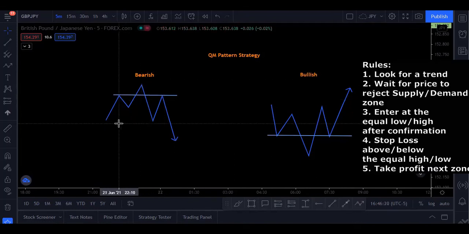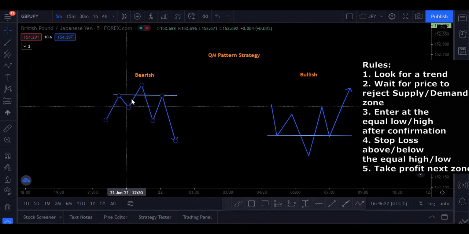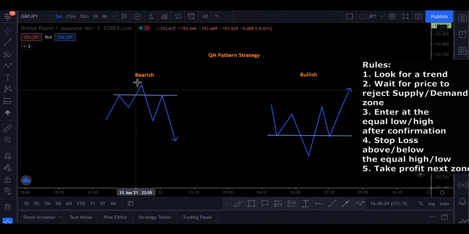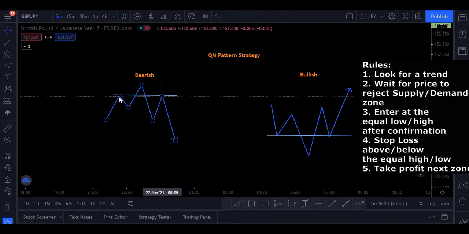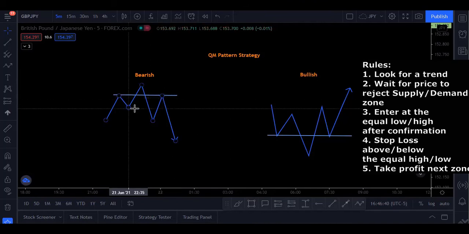pattern looking like this. You're going to have this high, then you're going to have a manipulation or a higher high. It's going to be taking out breakout traders, etc. Then it's going to reverse, and then it's going to make an equal high to the previous one. And then you can take your trade here or at the breakout of the neckline.